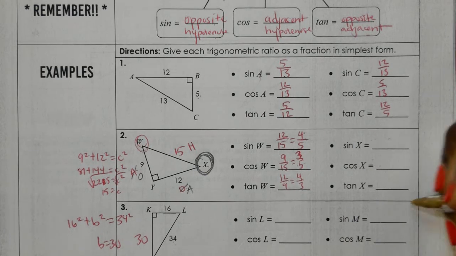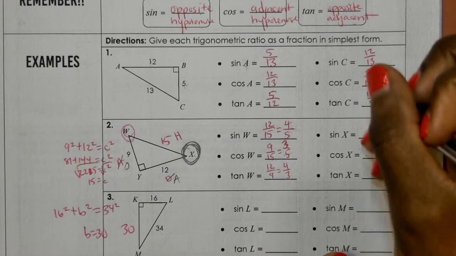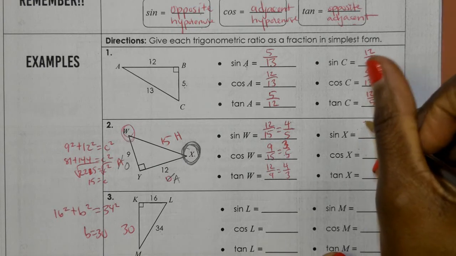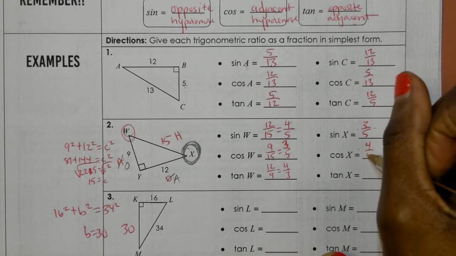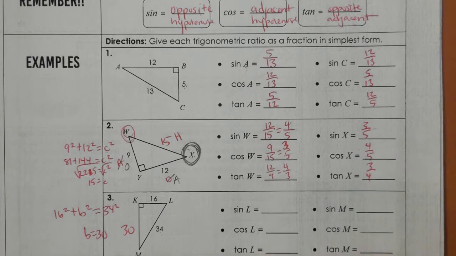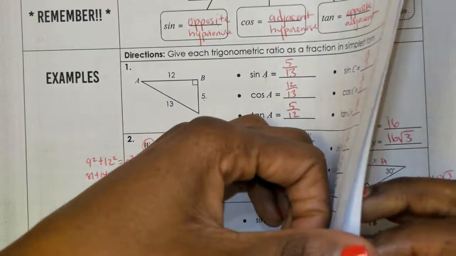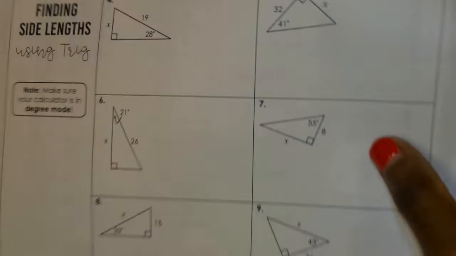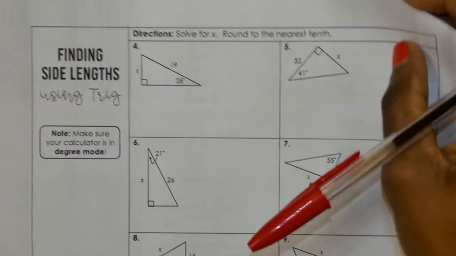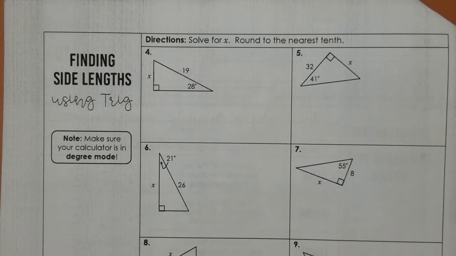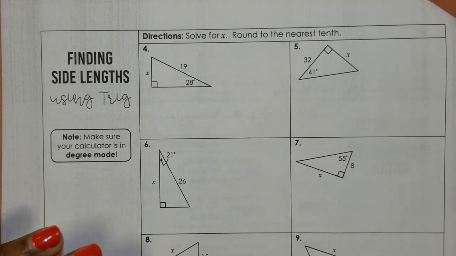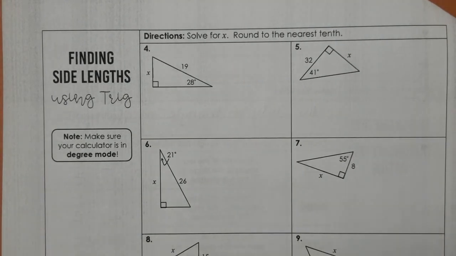Okay, so go ahead and try those, pause it, and I'll put the answers up. Okay, and then you can try 3 on your own. All right, then the process for solving for sides using trig, and not just writing the ratios, is we have really 4 steps.